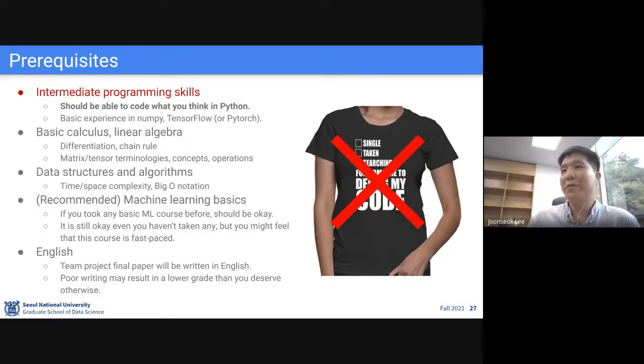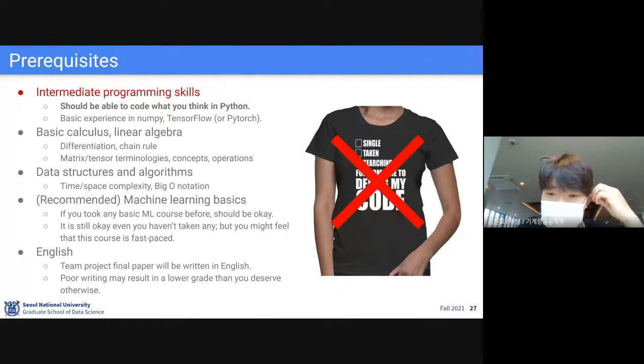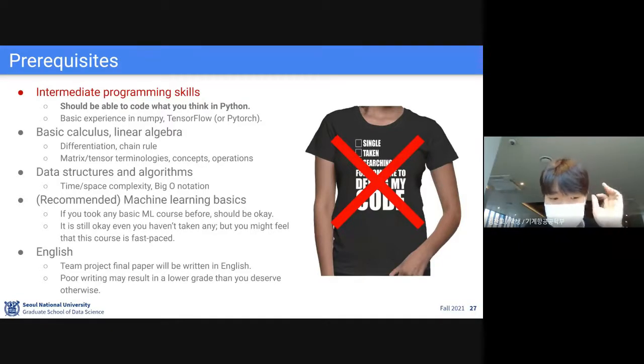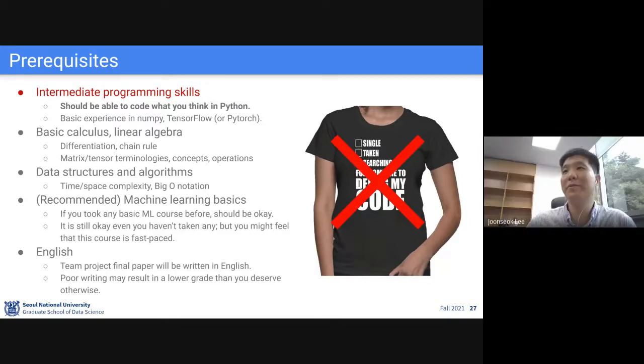Any questions about prerequisites? This is a really important part. Hi, Professor. Yes. How many people will be assigned in one team for the team project? Oh yeah, I'll talk about that in the later slides. Oh, okay, thank you. Any other questions?